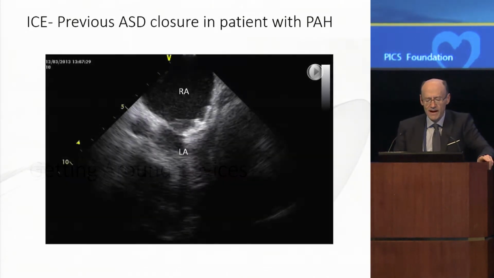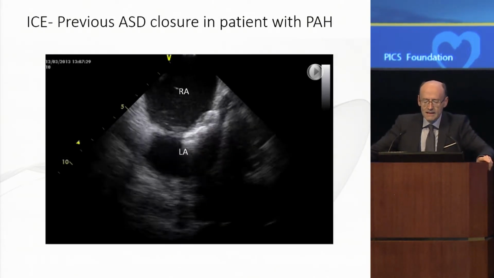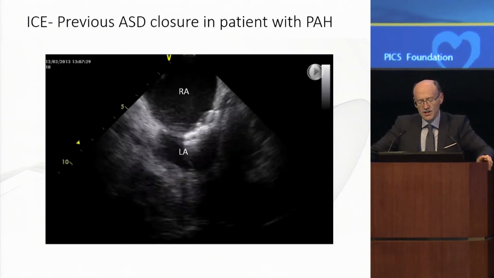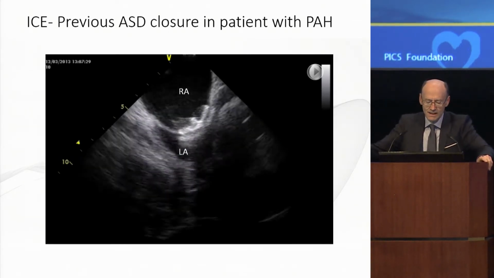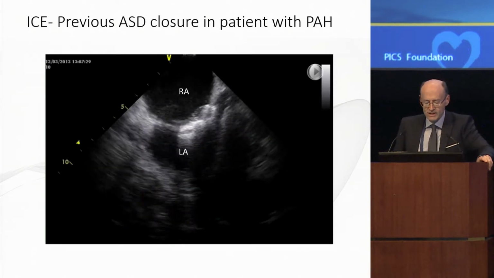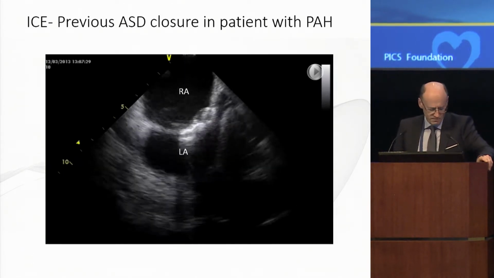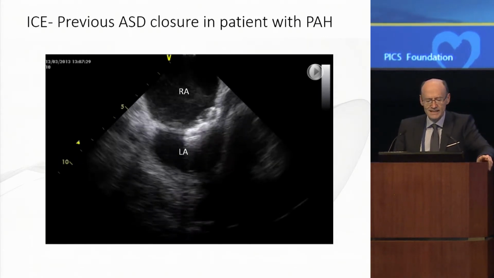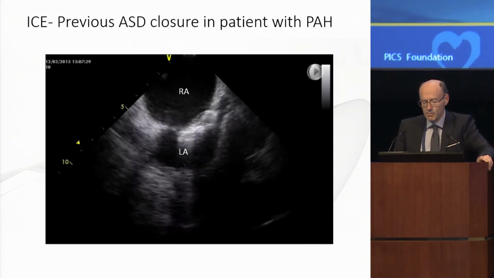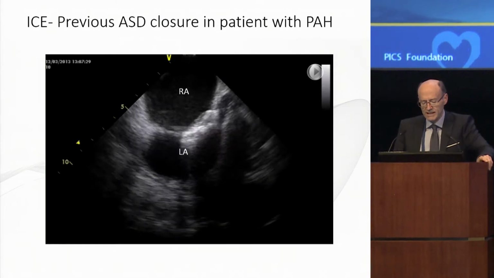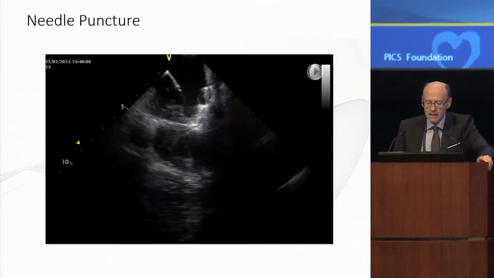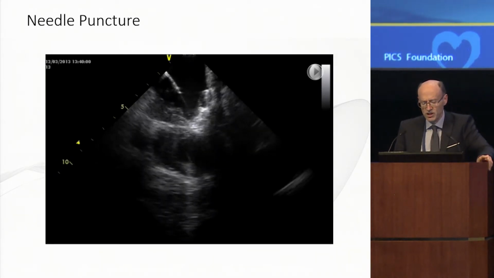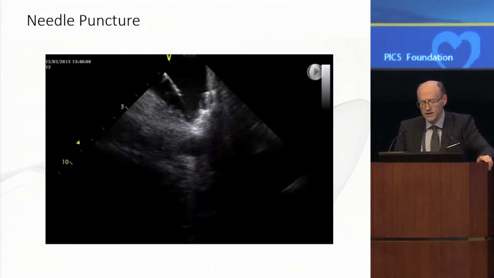So getting around devices. This is a patient with an ASD, pulmonary hypertension. I think has an Occlutech device. And you can see the amount of right atrial distension on intracardiac echo. And this patient really had anasarca from right heart failure, and we wanted to create a fenestration. So in this case, we used intracardiac echo to guide needle puncture, but behind or underneath the device.